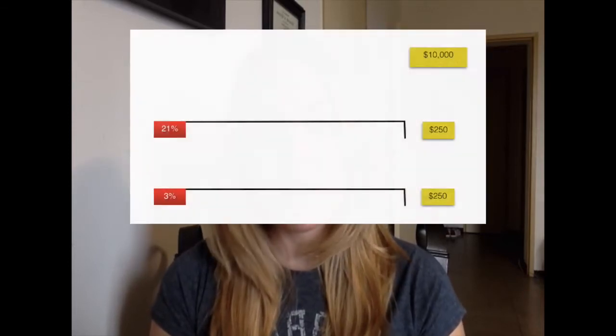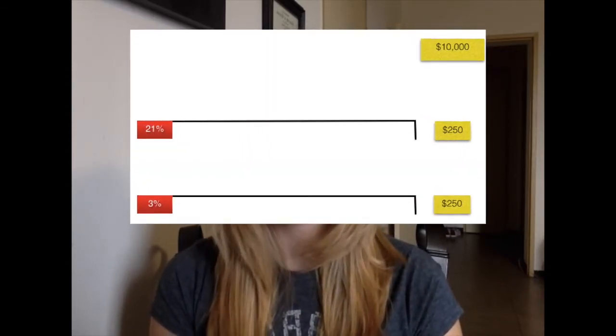Basically, you have two different people. I've asked my classes a lot of times, what is the highest interest rate you've heard of? And I've heard some outrageous numbers, including 21%. So that's what we'll use here. We're going to have two different people buy the same $10,000 car, and they're both going to be getting a $250 a month payment. One guy is going to be paying 21% interest, and the other guy is going to be paying 3% interest.